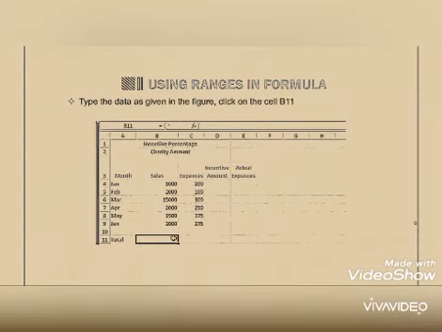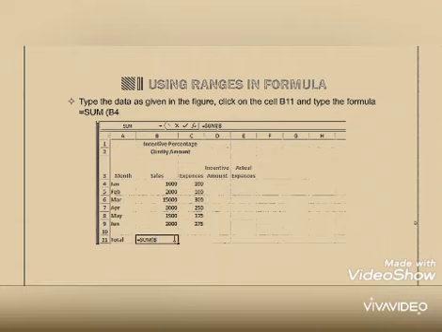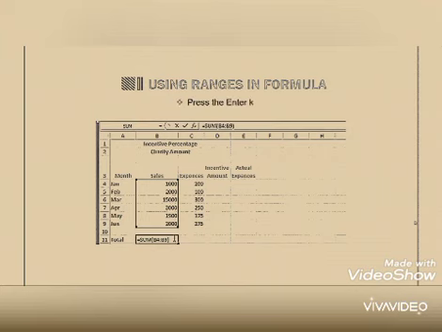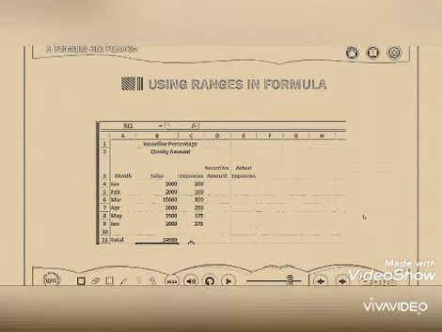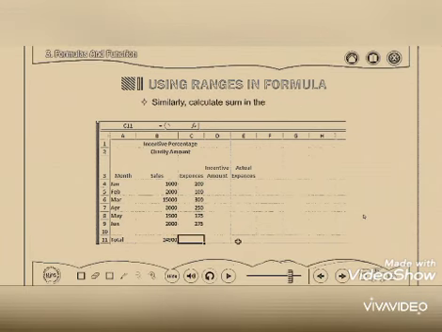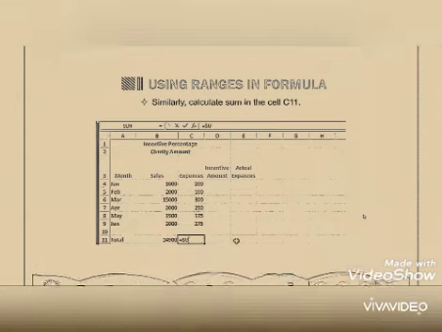Click on the cell B11 and type the formula =SUM(B4:B9). Press the Enter key. The value will be displayed in the cell B11. Similarly, calculate the sum in the cell C11.